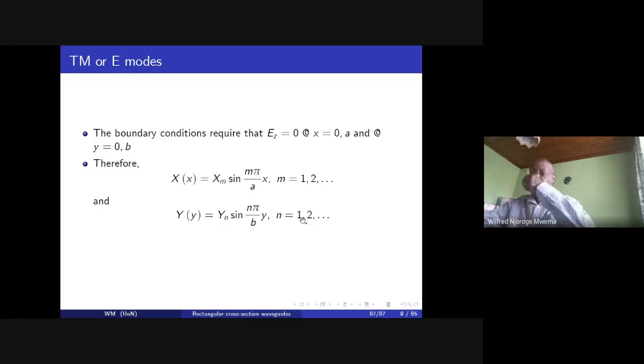If you recall your physical electronics, these are like the quantum numbers that we were talking about, the principal quantum numbers. But for now, just look at it as they are. They will be the mode numbers in this particular case.